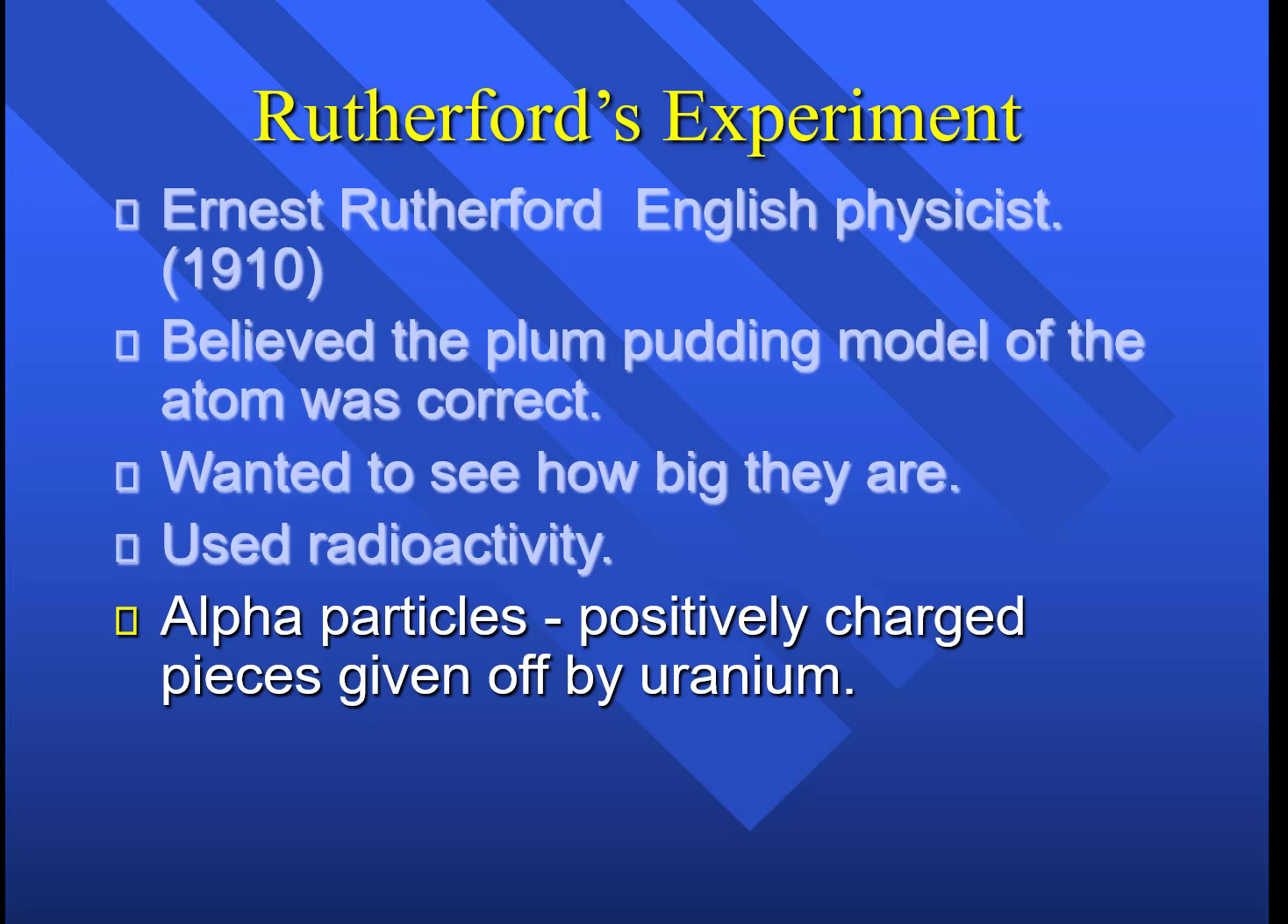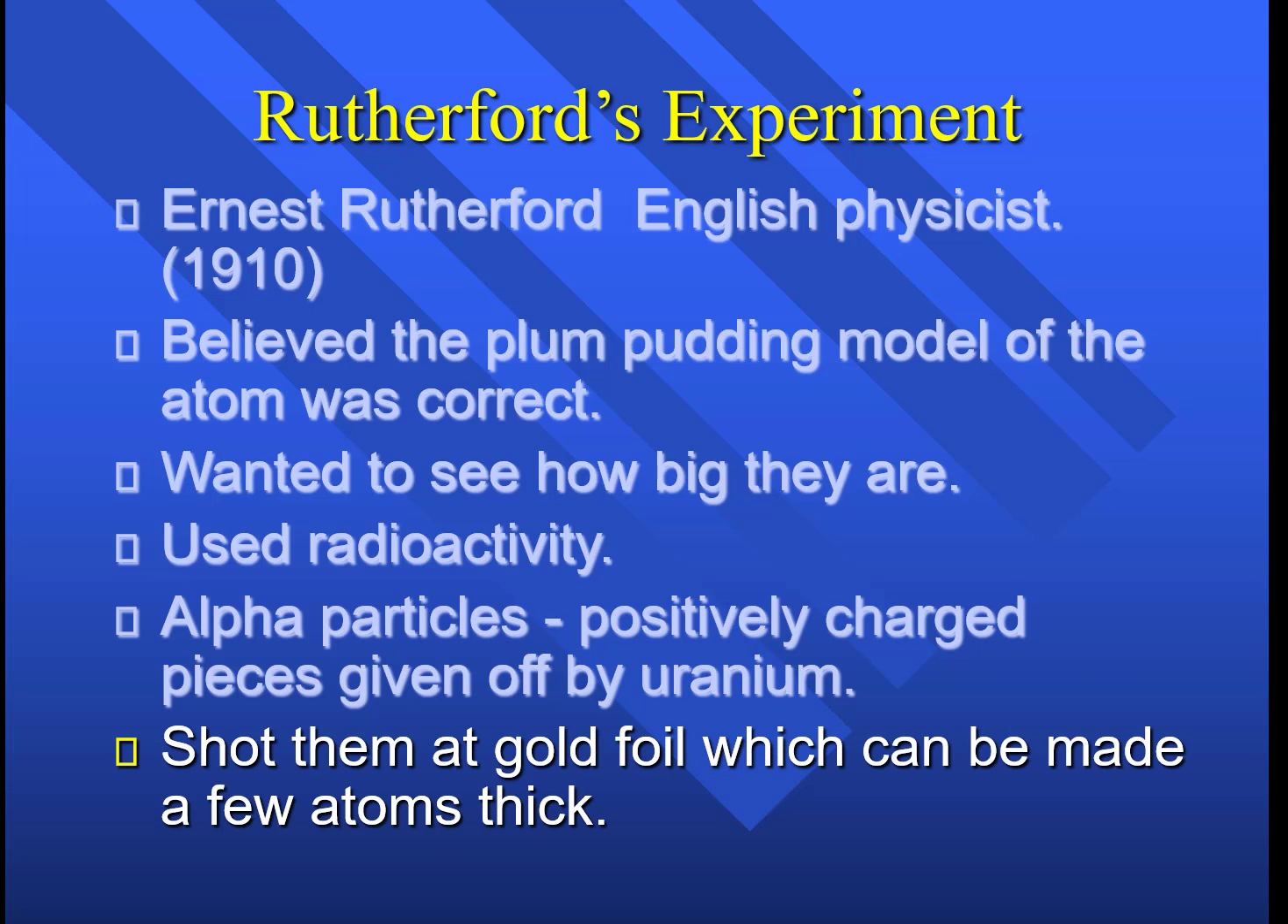And how you get them is you just have a piece of uranium sitting there, and it just gives off those alpha particles continuously. We'll talk more later about why it does that, but all you need to know is if you've got a piece of uranium, it's giving off radioactivity. And he knew that alpha particles could be stopped pretty easily. But if you made the material thin enough, they would go through.